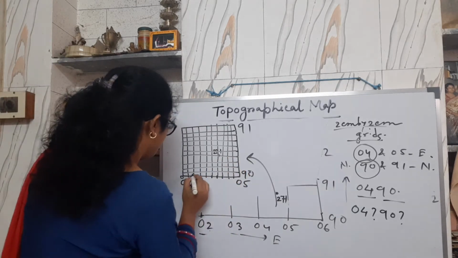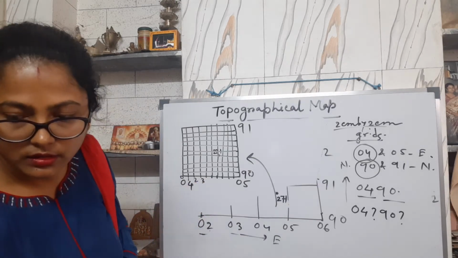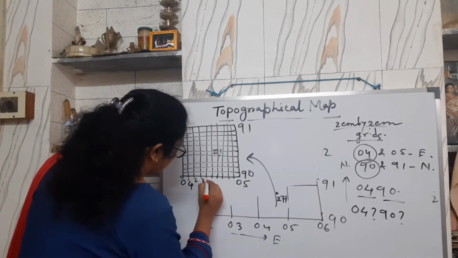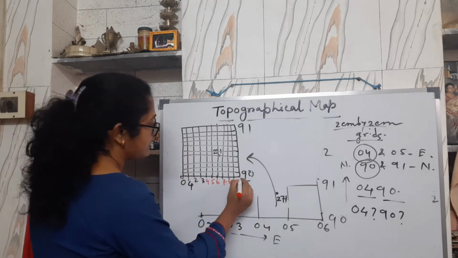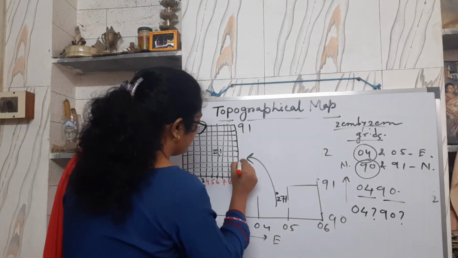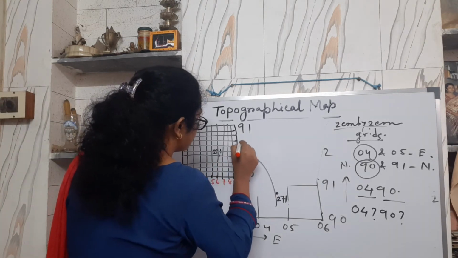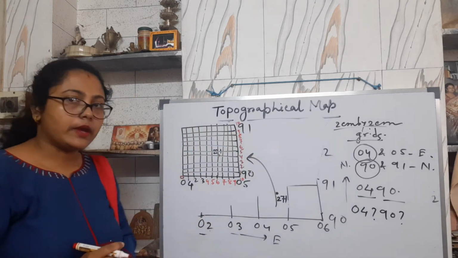So here you just give the points 1, 2, 3, 4, 5, 6, 7, 8, 9. This one is 10. This one is 0. Okay. Here also 1, 2, 3, 4, 5, 6, 7, 8, 9. This one is 10. Okay.